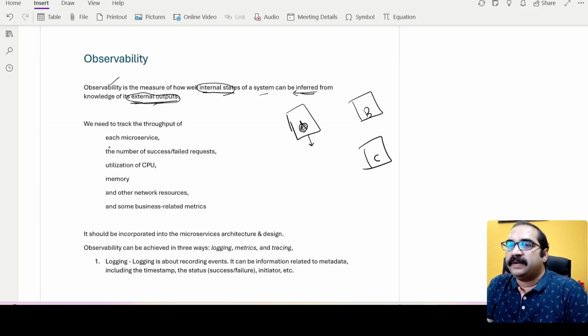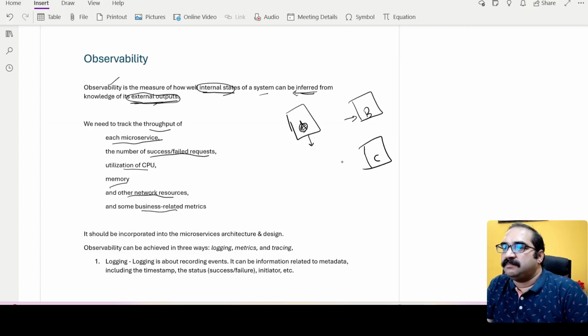So why do we need that? We need that because we want to know how our microservices are doing. We need to know the throughput of each of the microservices, how many requests it is successfully addressing, how many requests it is failing to respond to, and what its utilization of CPU and memory is, like how much memory it is using. We also need to know network related issues and any business related metrics, like if I want this microservice to respond within some milliseconds, is it actually meeting that requirement or not?